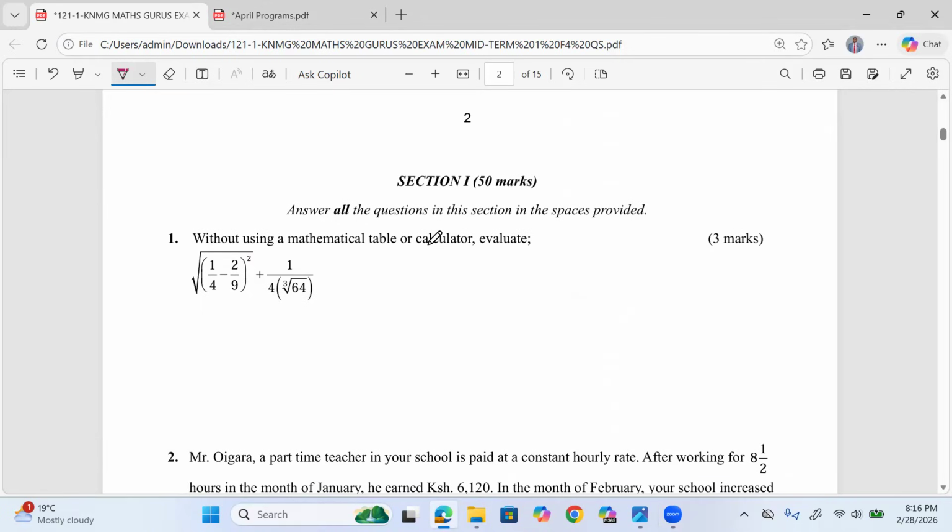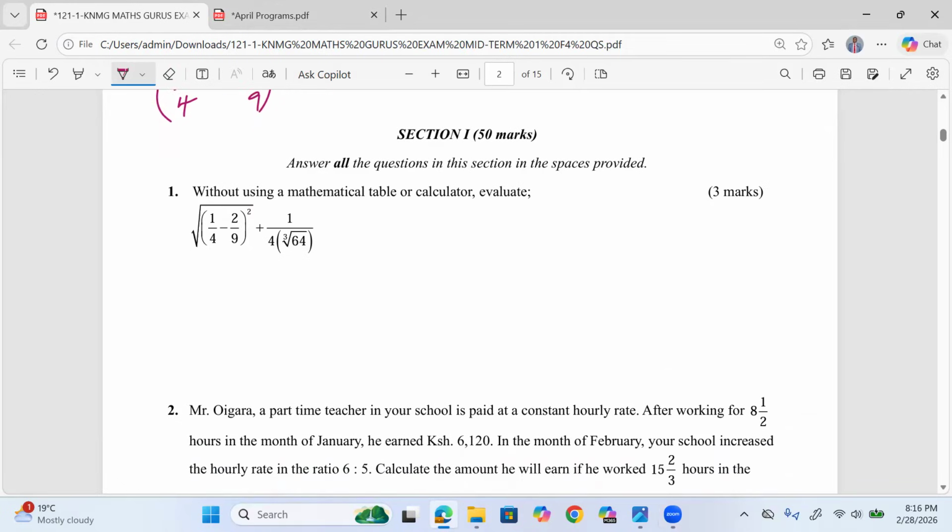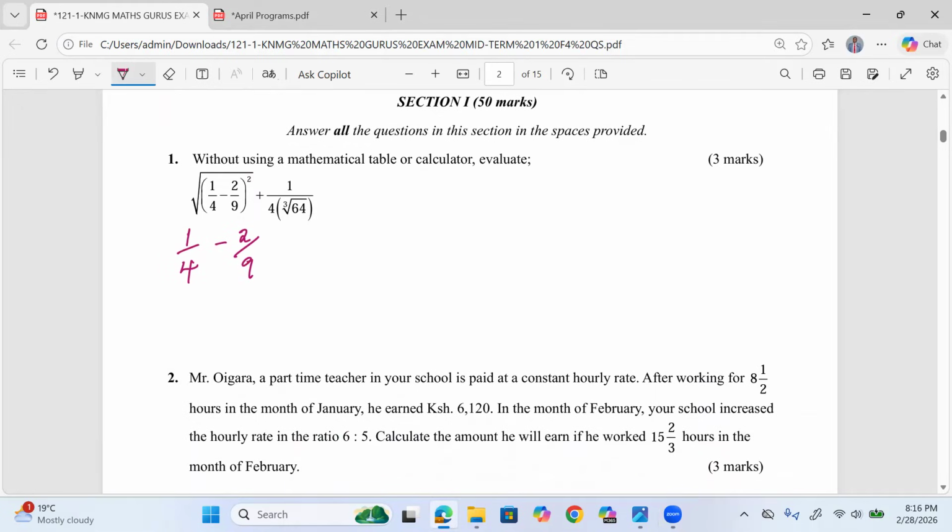Those who are used to indices, you know very well, it's like we are being told a quarter less 2 out of 9 power half. That is the meaning of square root. Then after raising to power half, we raise again to power 2. After square rooting, now we square again. So these powers are cancelling. That is what it means. So the expression is now to power 1, and it becomes 1 out of 4 minus 2 out of 9. So we have sorted out the first part of this expression.